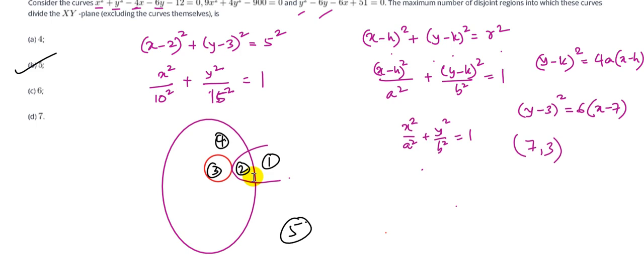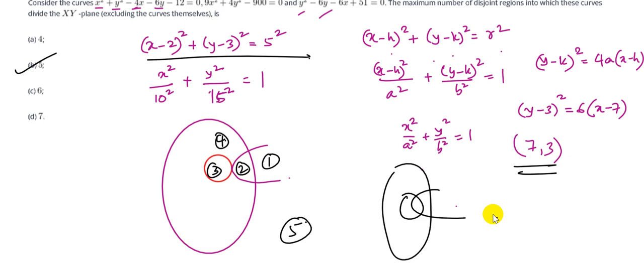Now, having said that, if I were to attempt this paper, I would not attempt this question. Let me tell you this. I will not attempt this question, because there's a chance to go wrong here. Why? Suppose I miss this one out, that 7, 3 is a point on the circle, and I draw it like this, then the answer will change. There is an additional region coming here, and the answer will be 6. So there is a chance that I might go wrong.